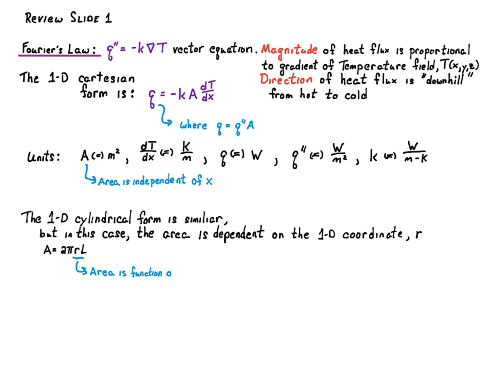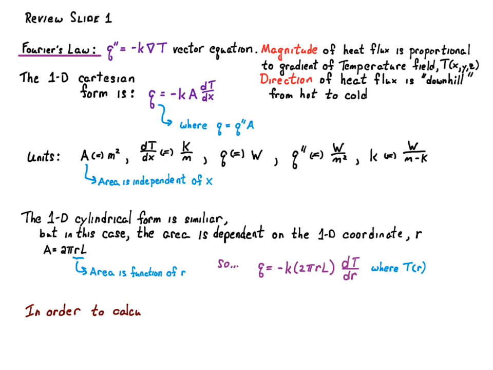Now, again, I'm just writing out specifically that area is a function of r, so that we can write the 1D cylindrical form of Fourier's law, substituting in 2πrL for the area. And we see that our temperature function is going to be T as a function of r. So our temperature field will only vary in the radial direction.